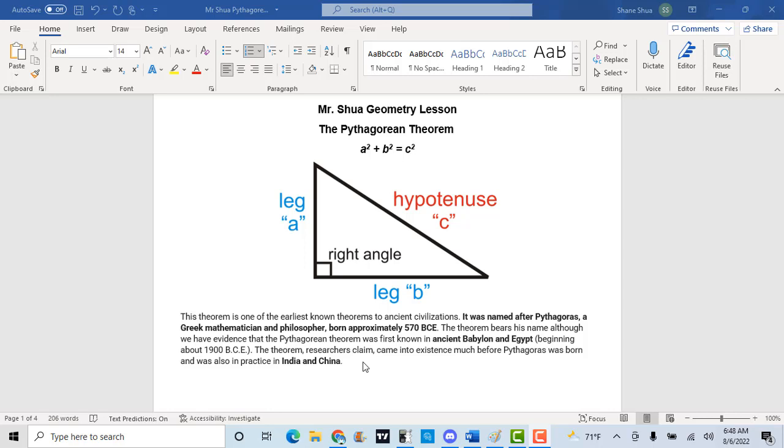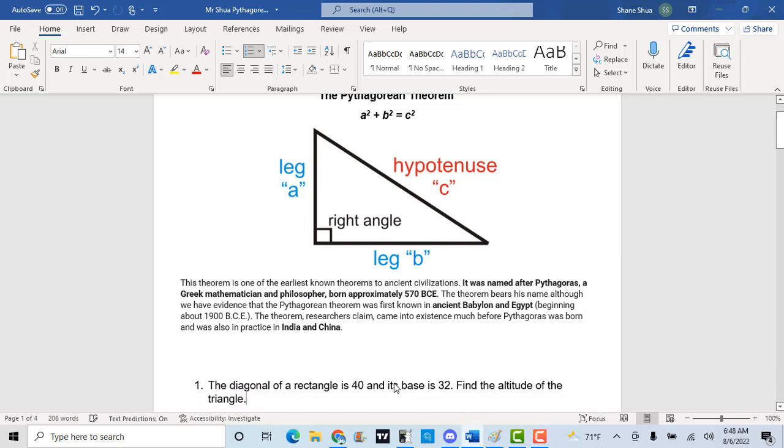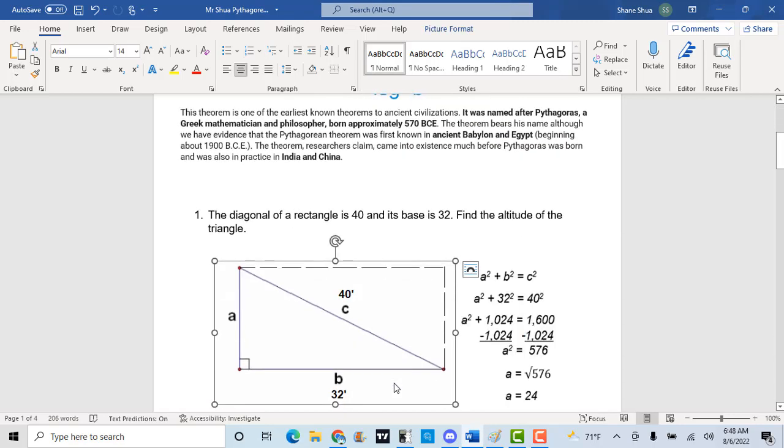But enough of that for now. Let's get into how we actually can use this theorem to help us to solve math problems. So let's look at our first problem here. It says the diagonal of a rectangle is 40 and its base is 32. Find the altitude or the height of the triangle. So I drew a triangle here. Here's a diagram. We know that our diagonal is 40 and our base is 32. Here's the base. So we want to find the height or the altitude here.